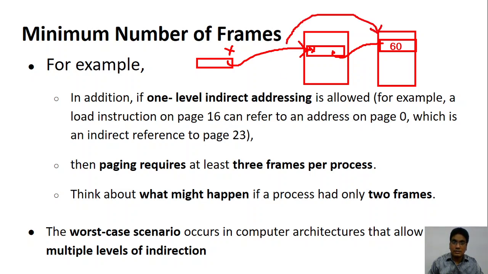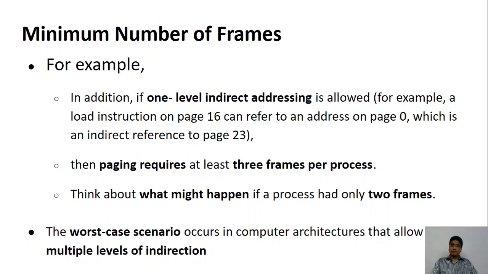So in this case, how many references are required? One page is required for the instruction, two pages are required for the memory access, that is the operand. So altogether you need 3 pages, to be very precise. That means per instruction you require 3 frames per process.